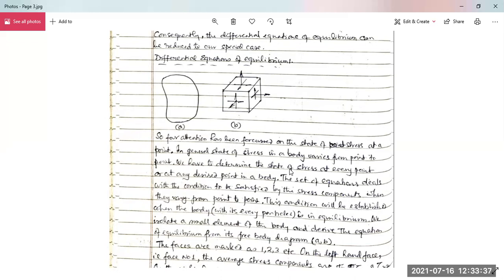The stress equations deal with the conditions to be satisfied by the stress components themselves.